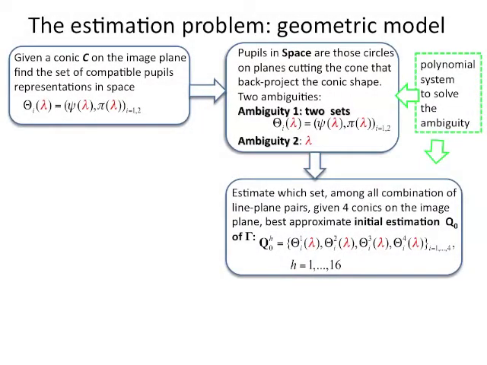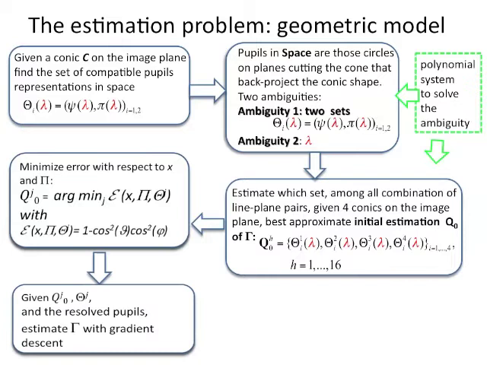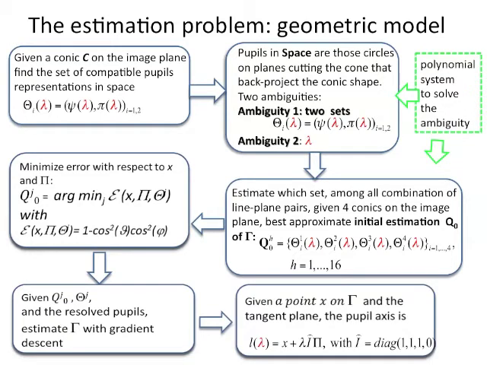Once the best candidate quadric has been identified, a gradient descent optimization is carried out to refine the initial estimation. At this point, the locus of pupil centers, gamma, has been estimated. Finding the pupil axis resides in computing the surface normal to gamma in the point corresponding to the pupil center x.